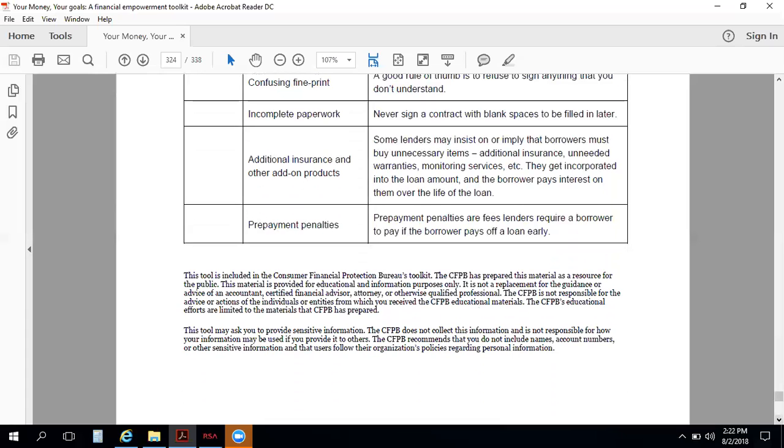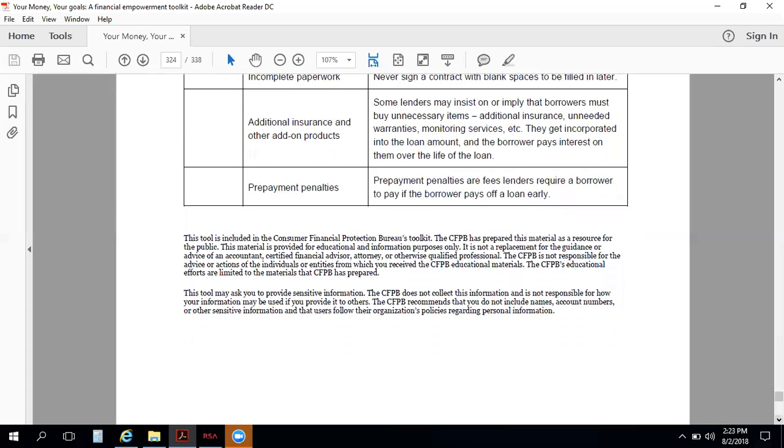Additional insurance and other add-on products. Some lenders insist or imply that borrowers must buy unnecessary items like additional insurance, unneeded warranties, or monitoring services. They get incorporated into the loan amount, and the borrower pays higher interest on that over the time of the loan. So they have an existing loan, but they're pressured into extending a warranty on their product or service that leads to higher payments because of higher interest. A legit company shouldn't force or coerce a client into doing that kind of thing.